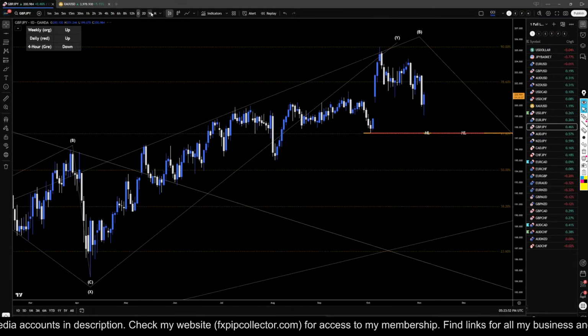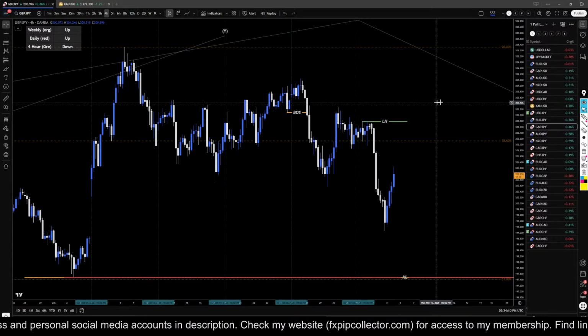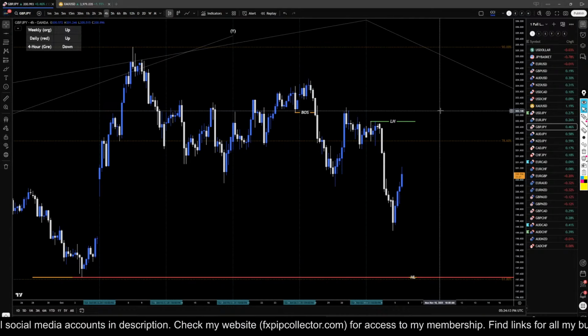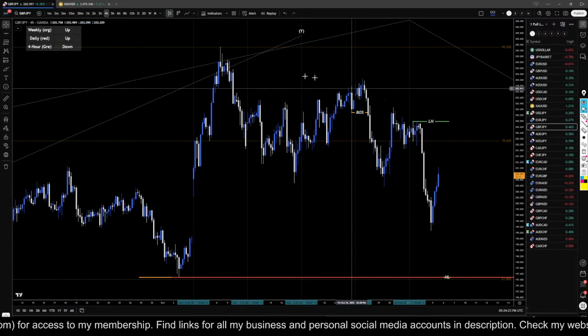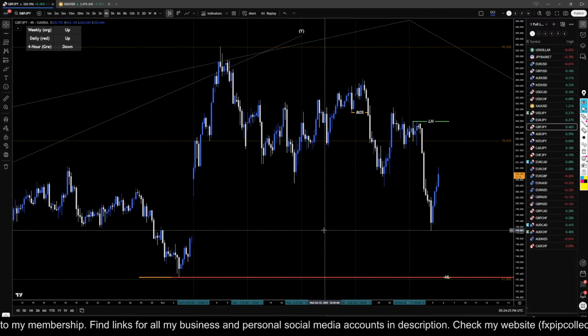But the problem is if you don't have the past labeled correctly, then your future forecast is not going to be correct either. And the problem I also have with Elliott Wave is that it's extremely discretionary. You could give this pound yen 4 hour time frame chart to 10 different Elliott Wave traders, and you would probably have 10 different Elliott Wave counts on this chart right here.